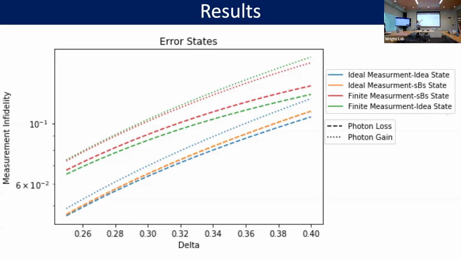We can also compare within these different subgroups, where we still see that the finite energy SBS is outperforming the ideal formula prepared state. But if you switch to photon loss, then you're actually having a better outcome with the finite measurement and SBS together. So there are some interesting nuances and differences between these two.